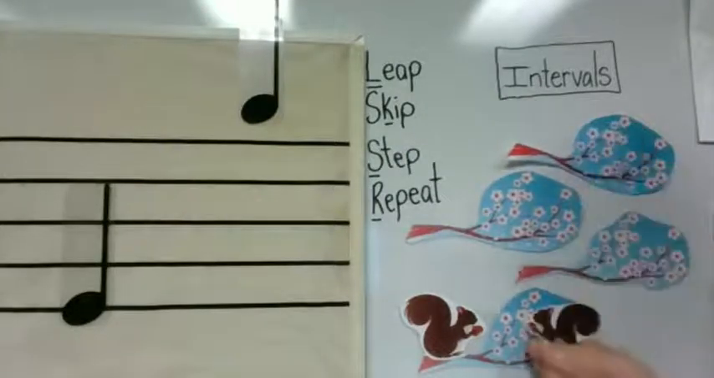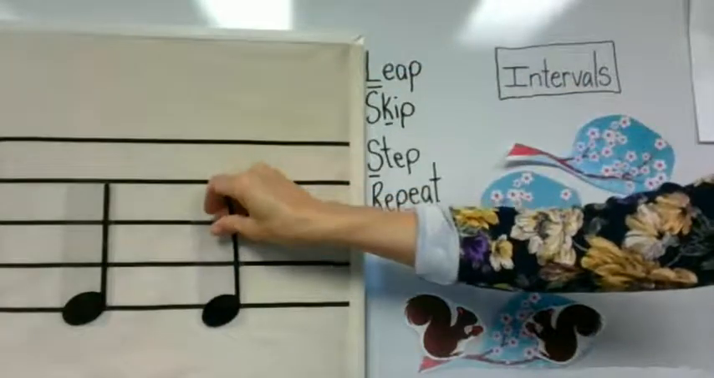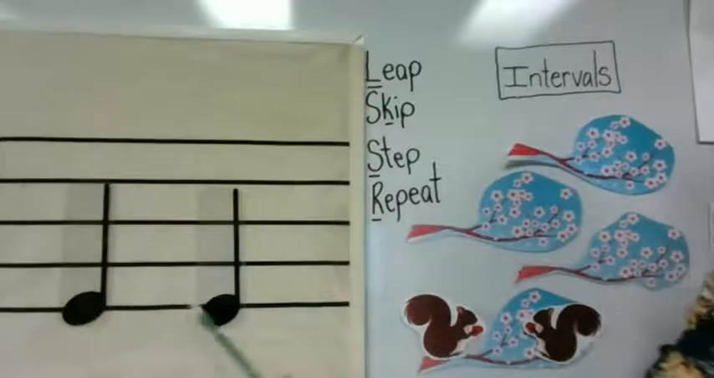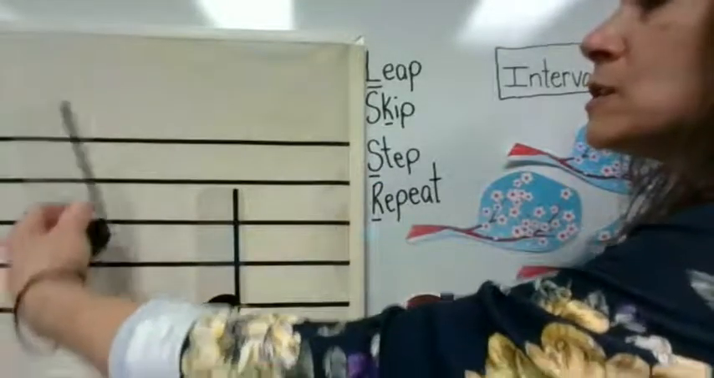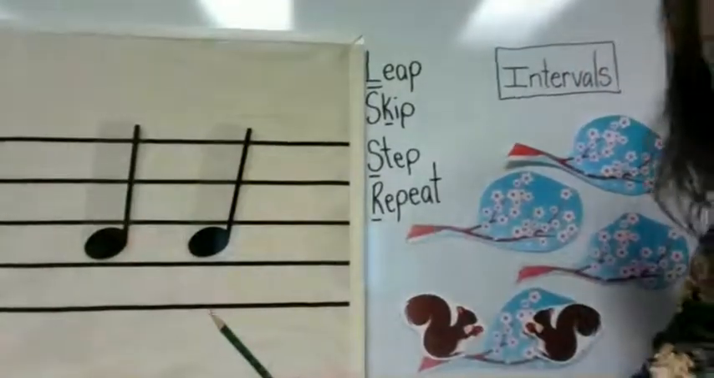So how it relates to the staff is this. A repeated note is written on the very same line or space. Say this note was here. A repeated note would then be there.